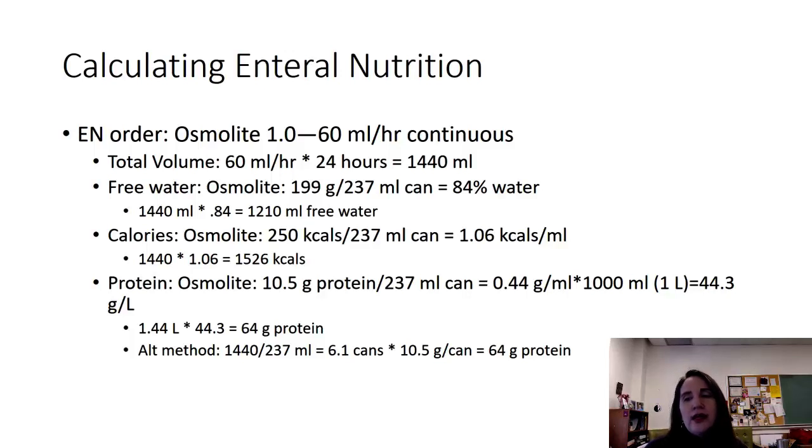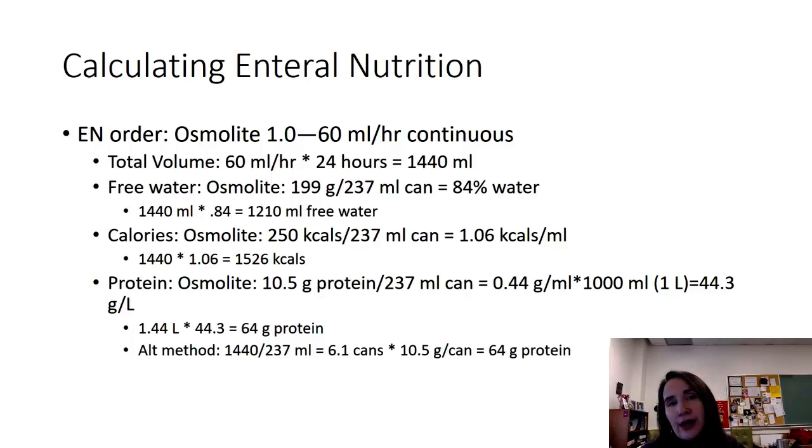And then on the website, it tells you that there's 10.5 grams of protein in one can, so you do 4.2 cans times 10.5 grams of protein per can, and you get 44.3 grams of protein per liter. You could even break that into grams of protein per mL if you wanted. But 1,440 mLs is the same as 1.44 liters, times 44.3 grams of protein in a liter, gives you 64 grams of protein given to this patient.